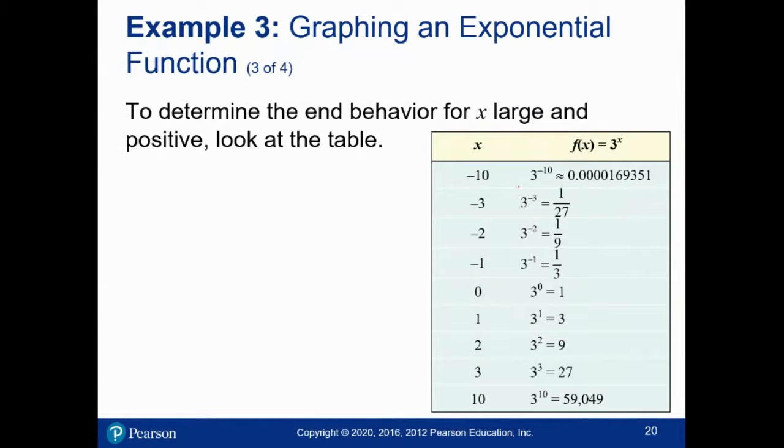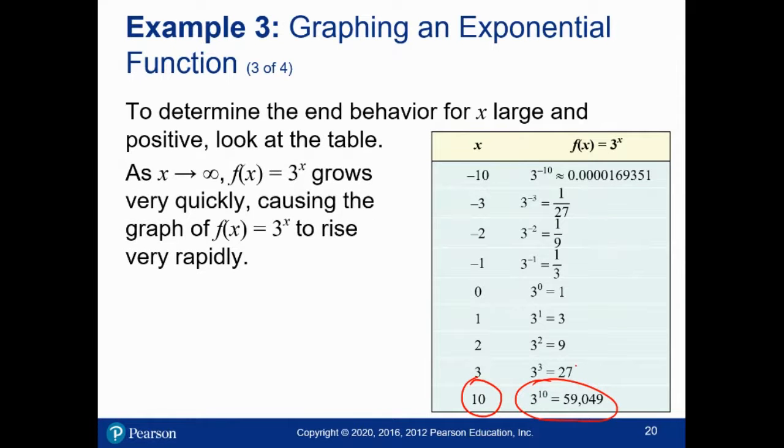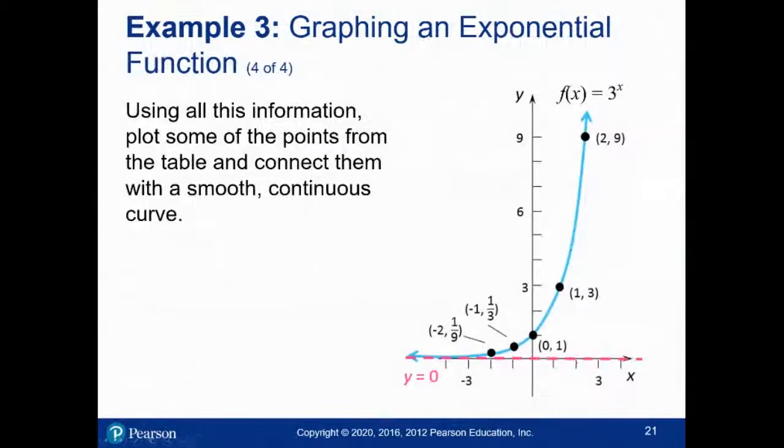Okay, but what about if x is getting big? Well, as x gets bigger and bigger, the output just gets bigger and bigger. It's going off to infinity, actually quite quickly. And here's what would happen if you plotted all of these on a graph and tried to connect them up. Notice, yes, on the left, as x goes to minus infinity, we have this horizontal asymptote of y equals 0. But as x goes to positive infinity, the function is just rapidly increasing up.